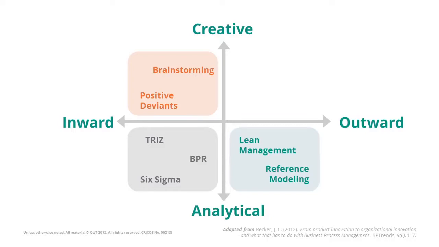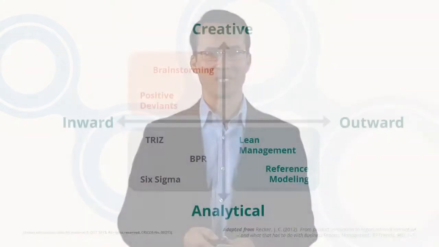Another approach here is called positive deviance, where you would look still at an existing process, you would look at when it goes well, and you try to transfer these practices of when things go well to other cases. It is an inward-looking process, but it is also creative in nature because it is not straightforward how to transfer these good practices to non-performing cases.